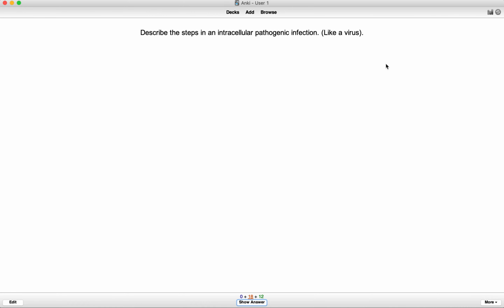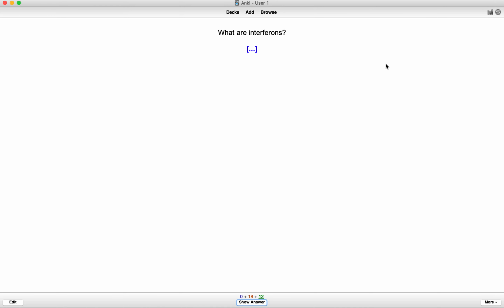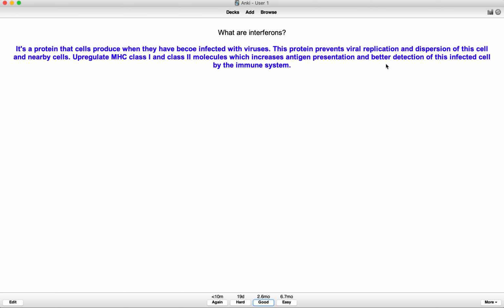Describe a step in the intracellular pathogenic infection. This one's a long one. Interferons: protein that cells produce when they become infected with viruses, preventing viral replication and dispersion, and upregulating MHC class 1 and class 2. Okay, makes sense.